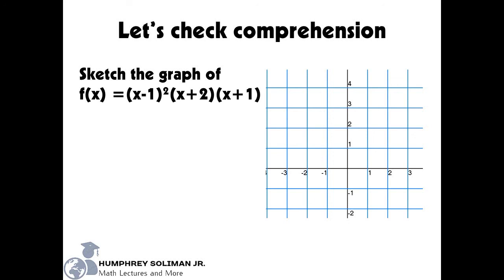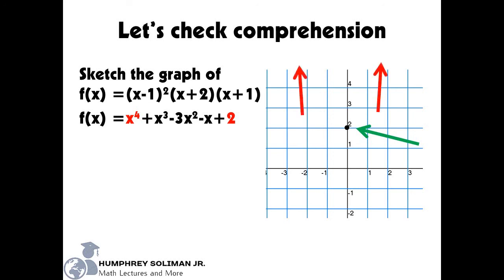Okay, let's multiply and expand this factored form of the polynomial function. We have f of x equals x raised to 4, plus x cubed, minus 3x squared, minus x, plus 2. Here, you can see the y-intercept is 2. And our first term is positive, and the degree of the polynomial is even. So, both ends of the graph will go upward.